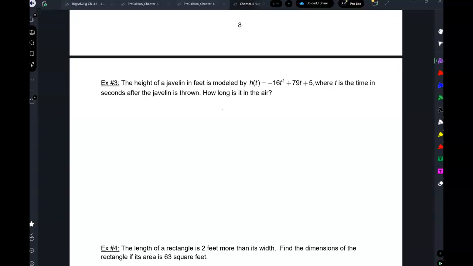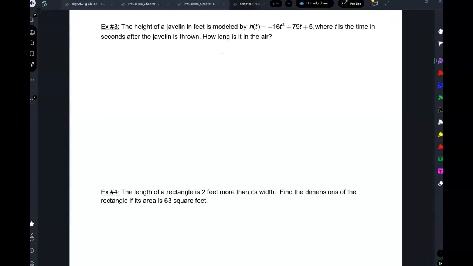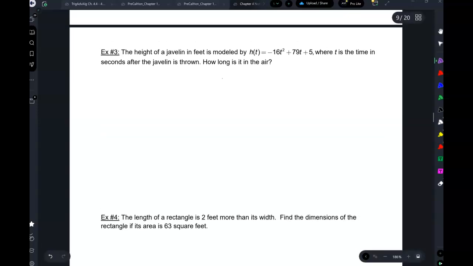So let's do some of these word problems. The height of a javelin in feet is modeled by h of t, and this is the equation, where t is the time in seconds after the javelin is thrown. So we have height in feet and t in seconds. How long is it in the air, right? How long is it in the air? That means basically when does it hit the ground, okay?